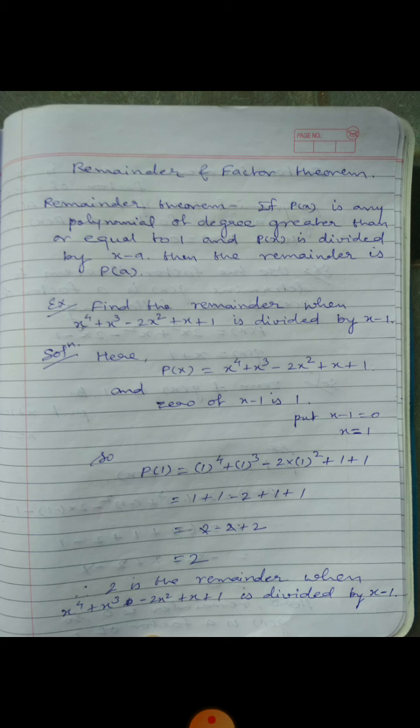We will take one example. Find the remainder when the polynomial x⁴ + x³ − 2x² + x + 1 is divided by x − a. There are two polynomials. The first is denoted P(x), and this is divided by x − 1, and we will find the remainder.